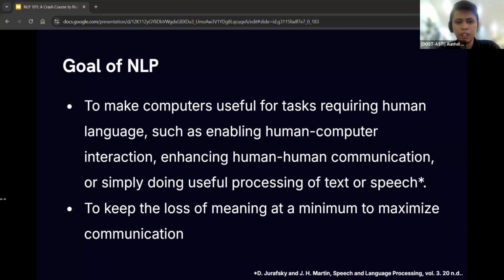Also to keep the loss of meaning at a minimum to maximize communication. Okay, it's not enough that the computer would be able to process our text or our speech. It's also equally important that it retains the context of what we are saying. That is because the context is very important because it holds the meaning of what we really want to say or what we want to communicate from one person to another or one person to a machine.